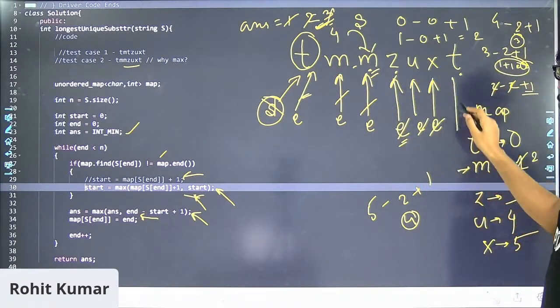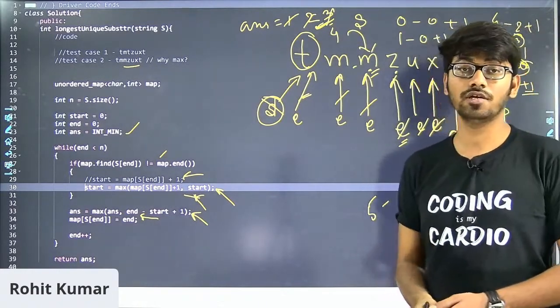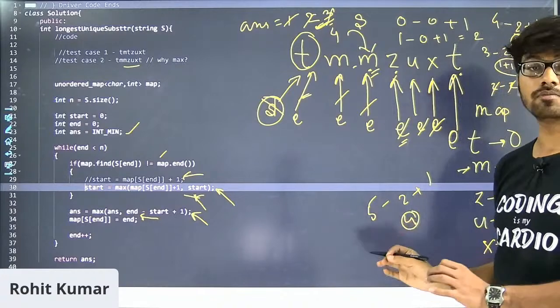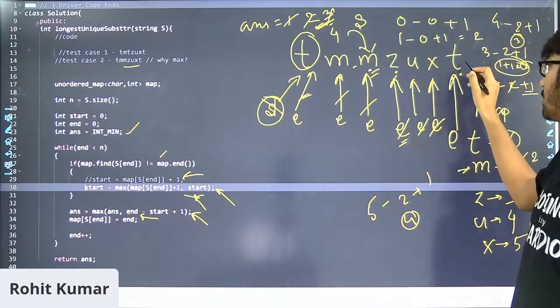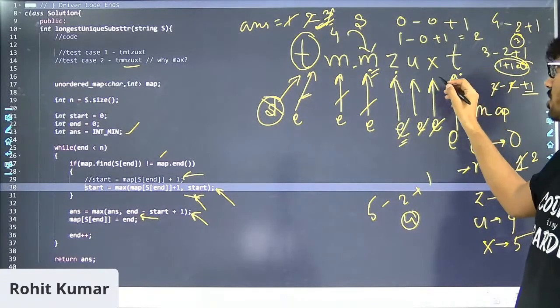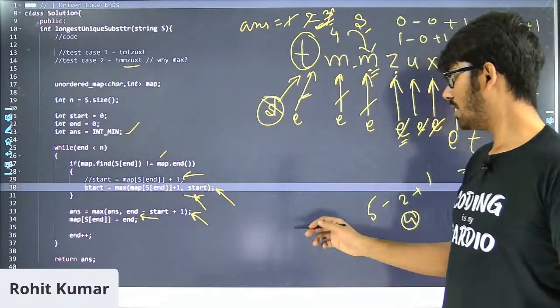Great. Now we reach over here. Now focus on this part of the lesson very carefully. This is the most important point in the entire lecture of today. So when I have reached over here, I'm pointing to this t, my start is pointing to this 2. What am I doing?